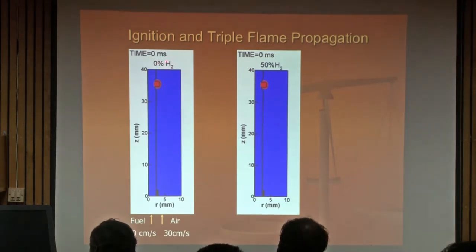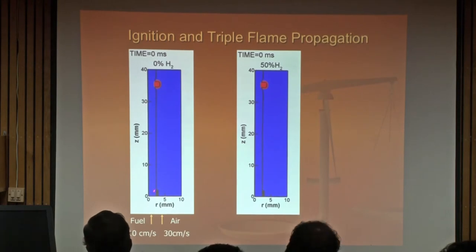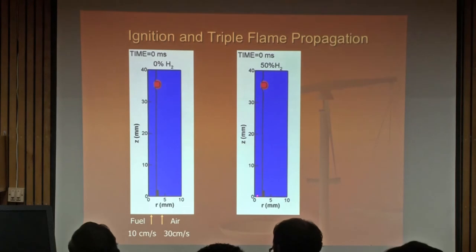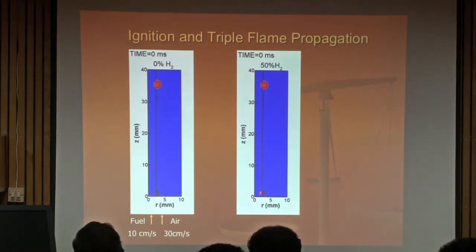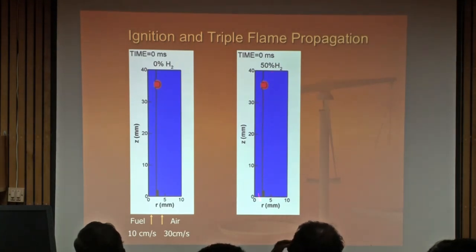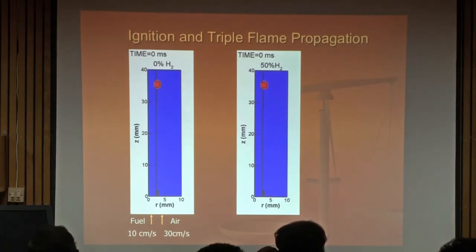So this is 0% hydrogen. So the fuel was all methane. And then we did another case where you have 50% by volume hydrogen and 50% methane. So you'll see that the flame will propagate much faster. Okay, when you add hydrogen.